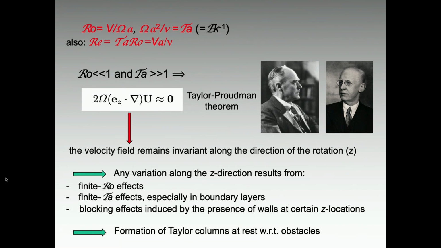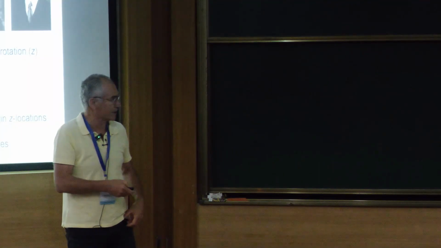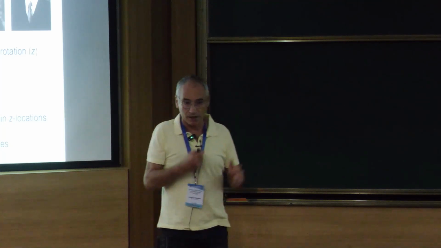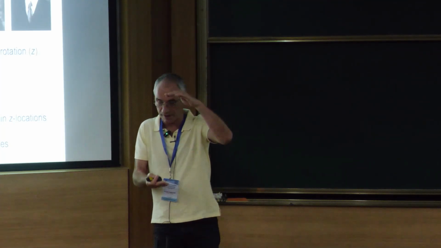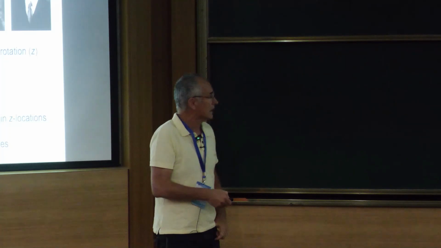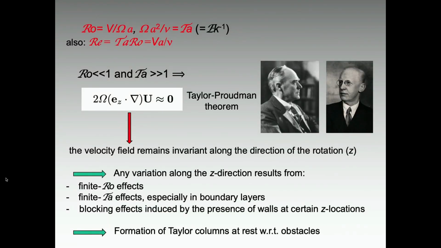which also means that if it's not invariant, there are either finite Rossby number effects or finite Taylor number effects, especially in the boundary layers, or there are blocking effects introduced by the presence of walls somewhere in the system. And this Taylor-Proudman theorem has a very well-known consequence, which is the formation of Taylor columns, which are at rest with respect to the obstacle, and I will show one of these in a minute.